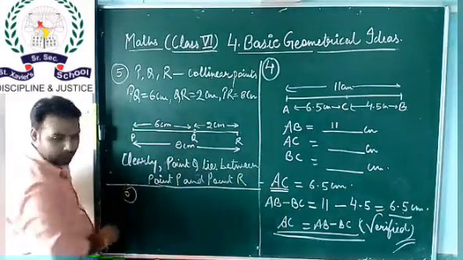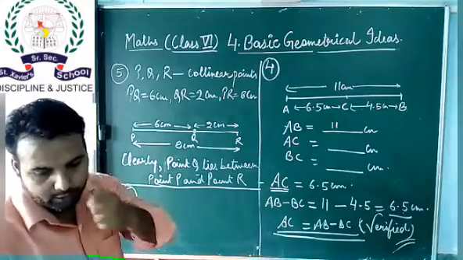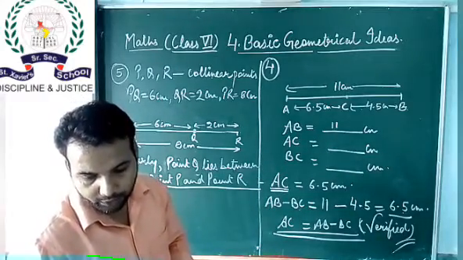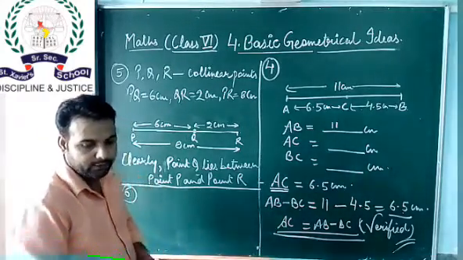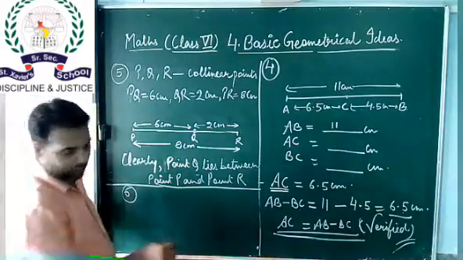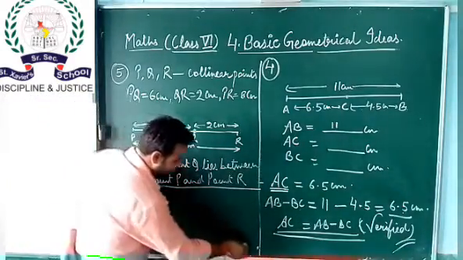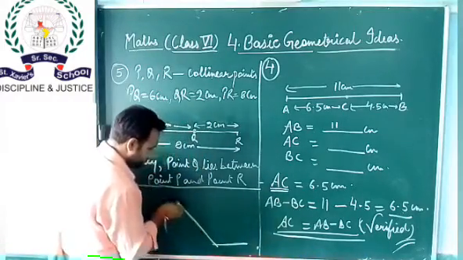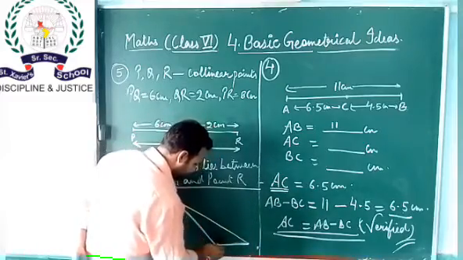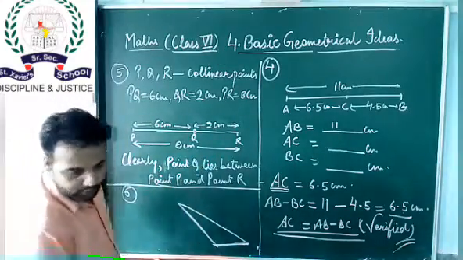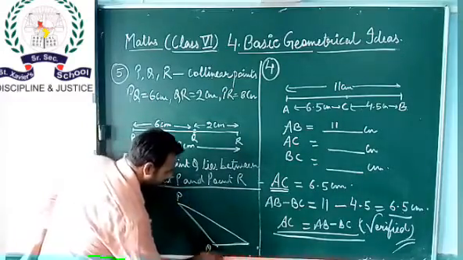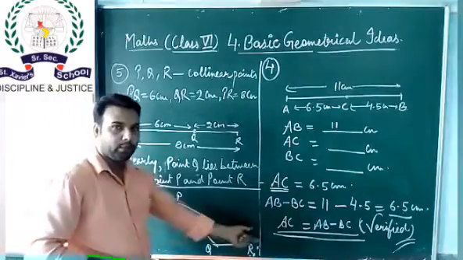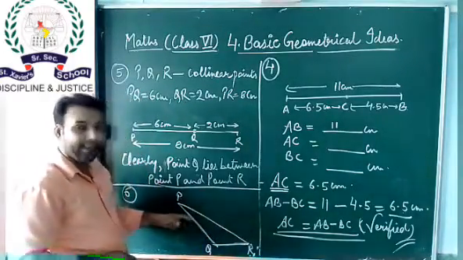Question number 6. Measure the sides of the given triangle. Check if the sum of the lengths of any two sides is greater than its third side. The diagram is given here, and the points are P, Q, and R. First, you have to measure these line segments from your book.